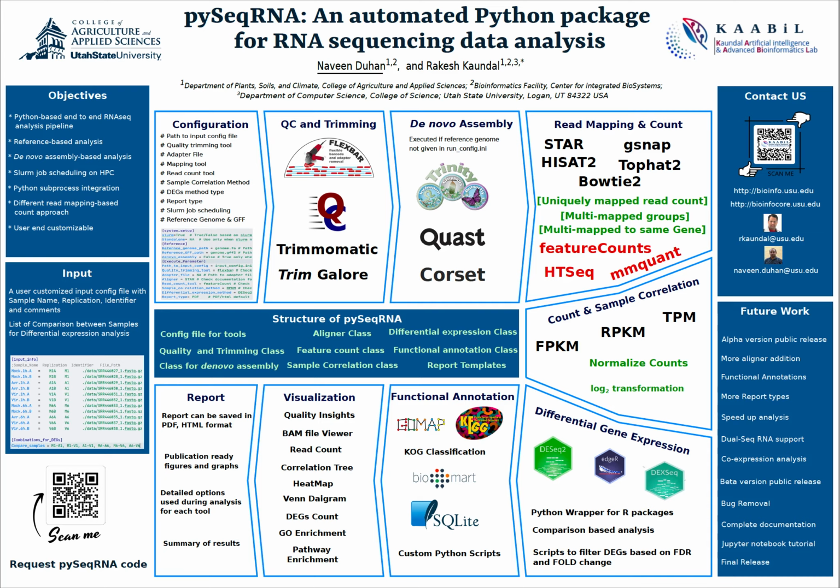We have the following objectives for our pipeline. We have written our pipeline in Python, followed by implementing a reference-based analysis as well as de novo assembly-based analysis, followed by implementing job scheduling on high-performance cluster via Slurm job scheduling, followed by customizing our pipeline according to user computational power, followed by implementation of 3 different read mapping count approaches.